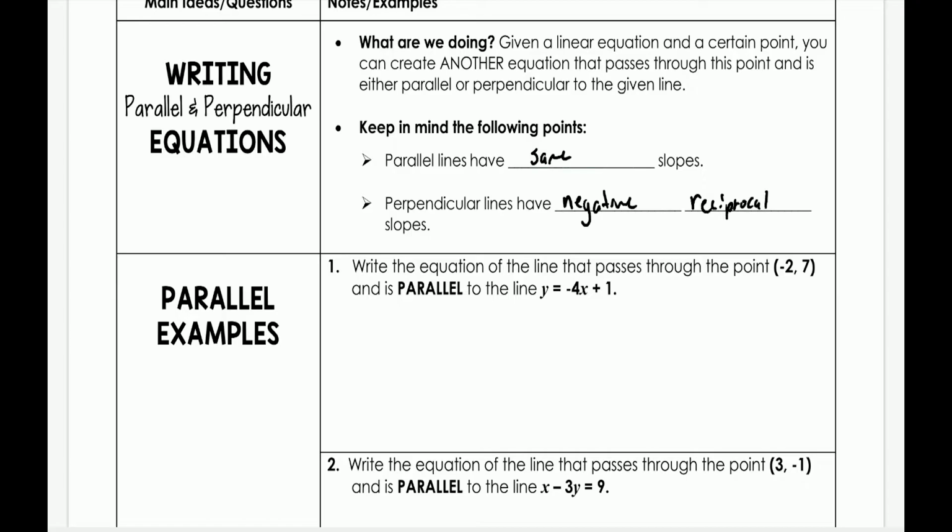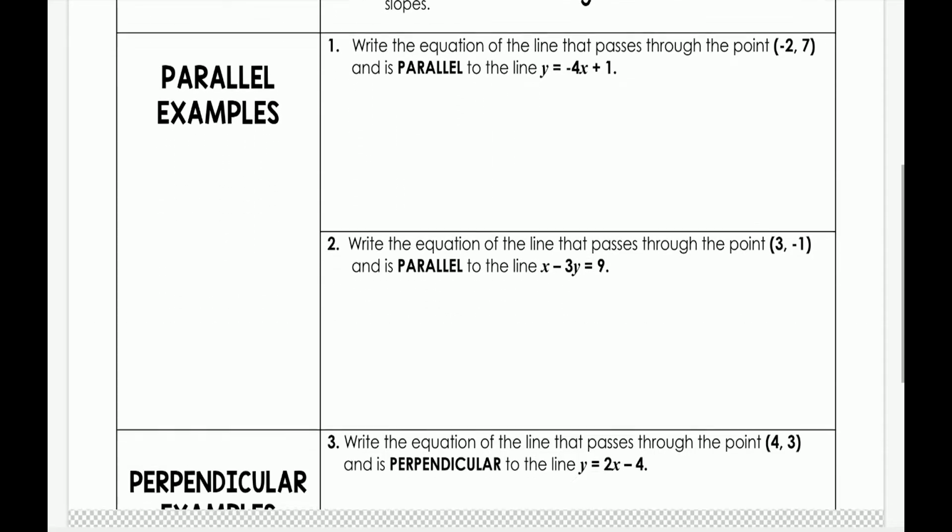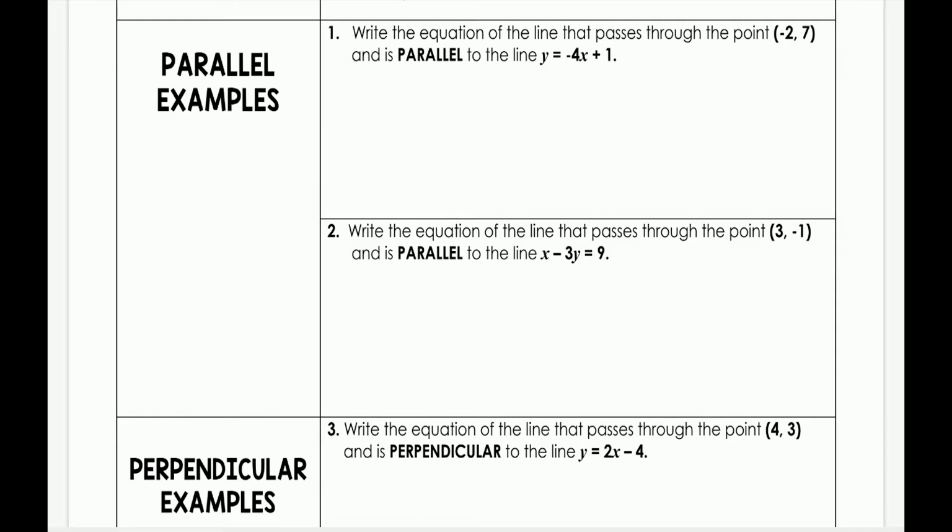Okay, let's go ahead and do a couple of examples for parallel, a couple of examples for perpendicular, and then the rest of these problems are going to be yours to complete on your own. So we're going to be doing 1, 2, 3, and 4, and then that should give you enough examples to go through with the continuing problems.